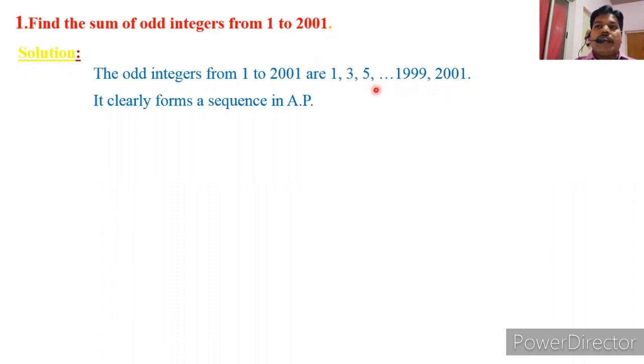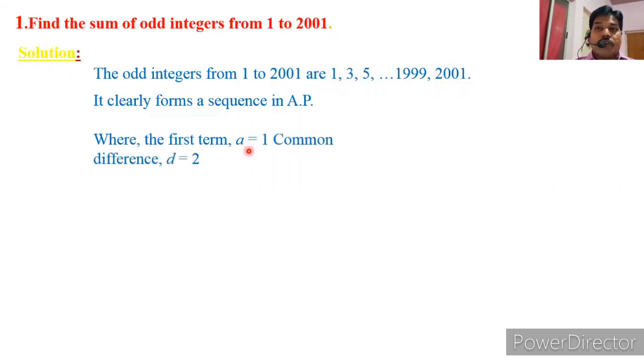I have already told you about the last term, and we can also observe what the first term is. The first term is a, that is equal to 1. And the common difference d is the difference between the first two terms, d is equal to 2. And already I have given one more condition. What is that? The last term is the nth term, that is, we can take it as an is equal to 2001. The nth term is equal to 2001.